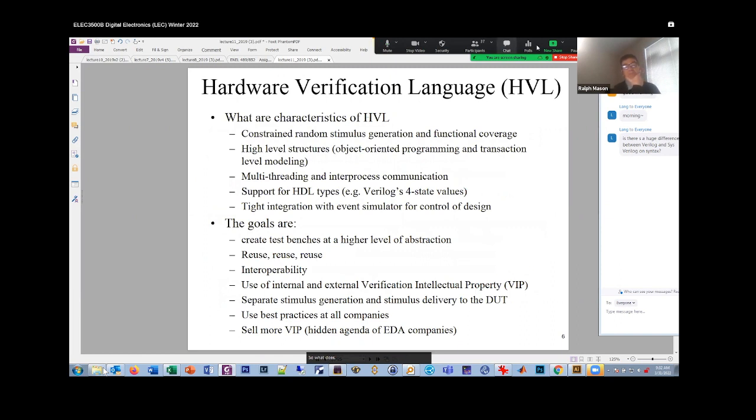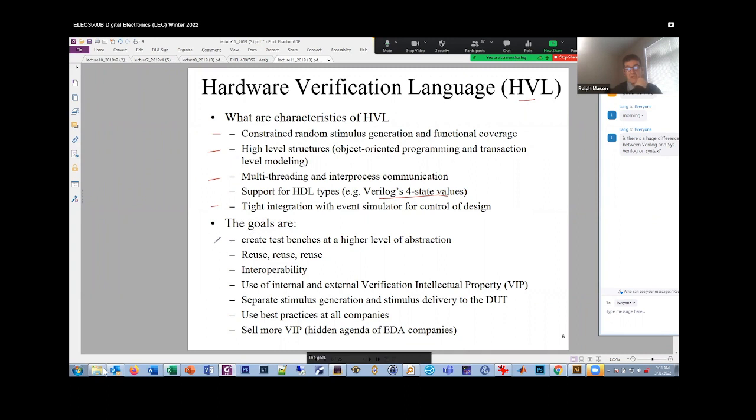So what are the characteristics of a hardware verification language like System Verilog? It has constrained random stimulus generation. We'll talk about that in a minute, why that's super important. It has high-level constructs like object-oriented programming and transaction-level modeling. You can have multiple processes running in parallel. You can split processes, multi-thread, and have inter-process communication. You can support Verilog's 4-state values, 0, 1, X, and Z, and you have tight integration with simulator control of the design. So all those things are important.